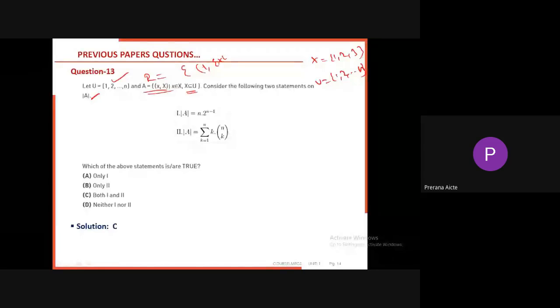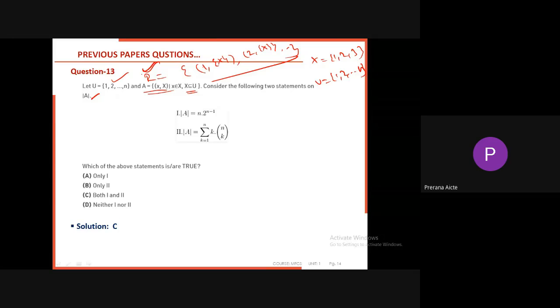Next, similarly (2, comma), again we have the set X. So like that the relation will contain the ordered pairs. Now he is asking about what is the total number of elements that are possible in the relation. Okay, so in the relation, how many elements are possible?